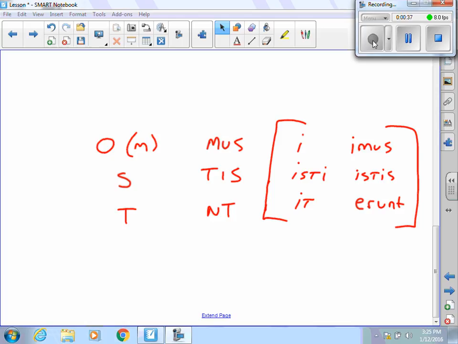This is typical of all of our tenses and all of our voices except for the perfect tense, which uses the one on the right: i, isti, it, imus, istis, and erunt. Make sure that you know what endings go with what pronoun. For example, O goes with ego, I; S goes with tu, you; T goes with he, she, and it; mus goes with nos, we; tis goes with vos, which is y'all; and nt goes with a plural.